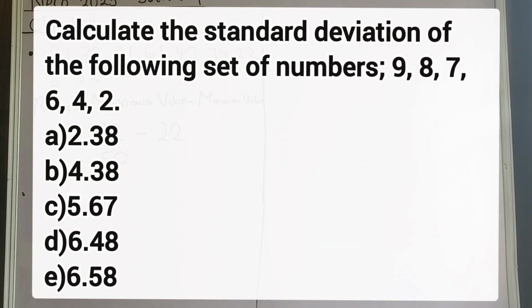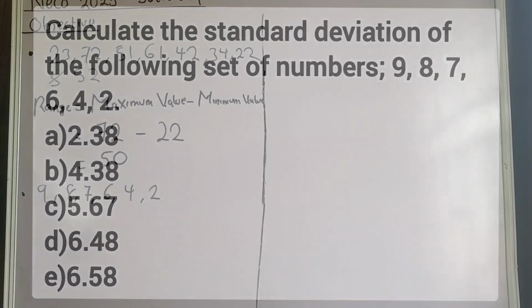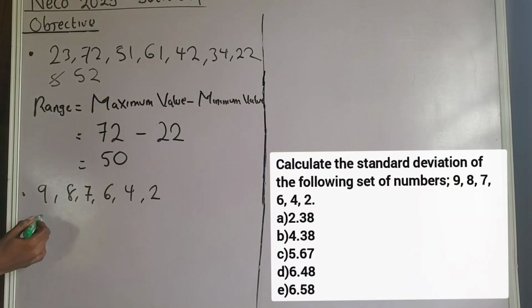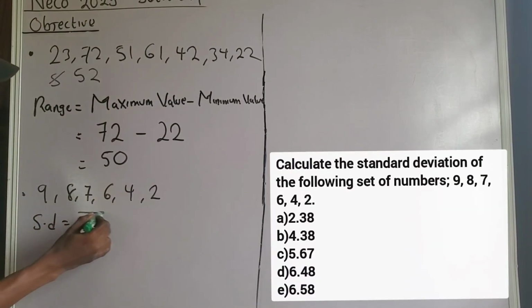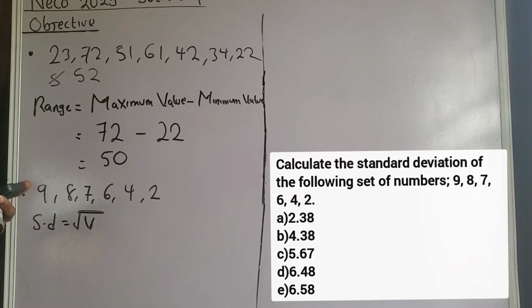For the next question, we are asked to calculate the standard deviation of the following set of numbers: 9, 8, 7, 6, 4, 2. Don't forget that standard deviation is equal to the square root of variance. Are you getting it? So if you can get the variance of this data, we can easily take the square root to get the standard deviation. Do you understand? And that's what I'm going to do now.